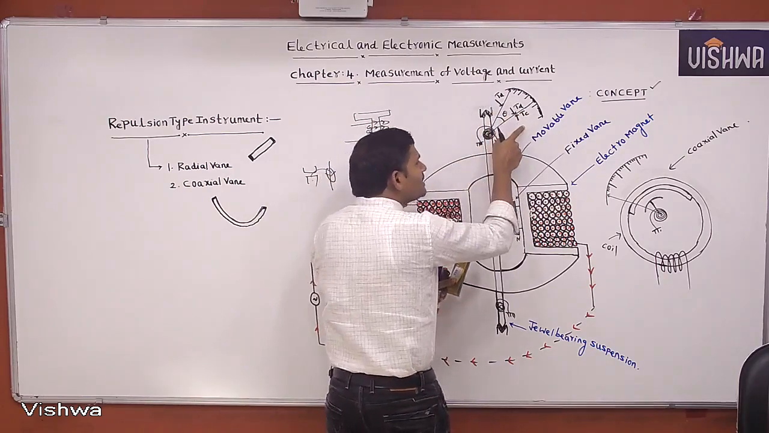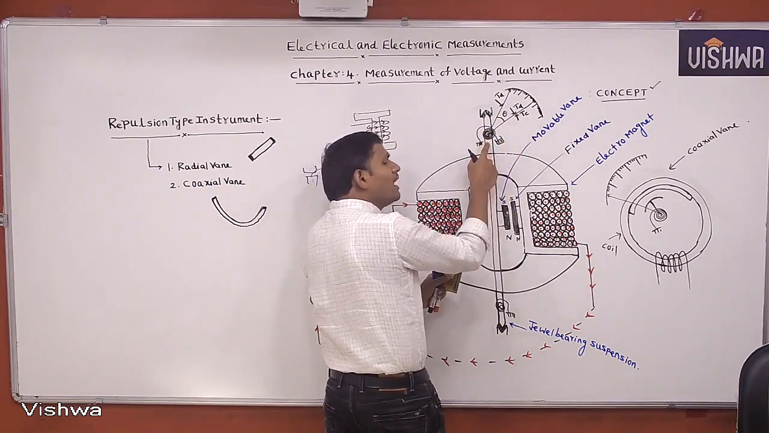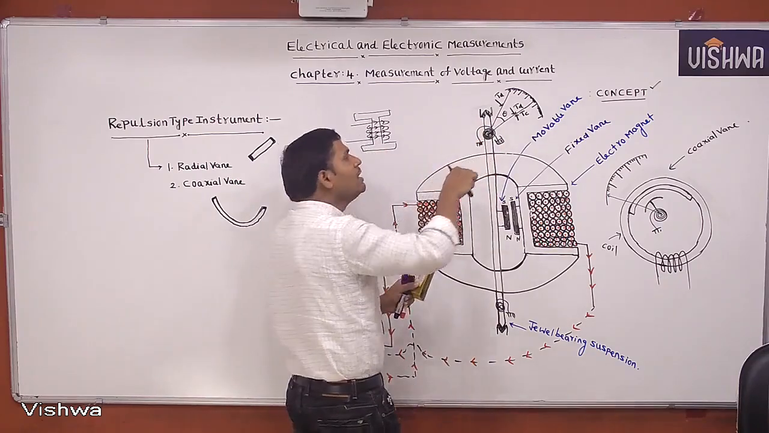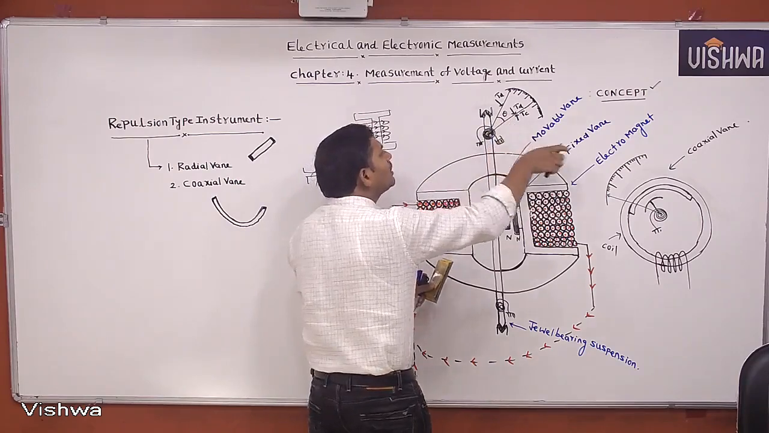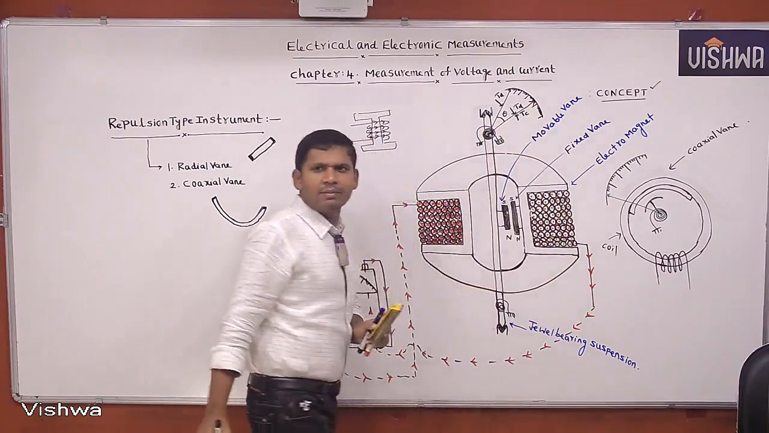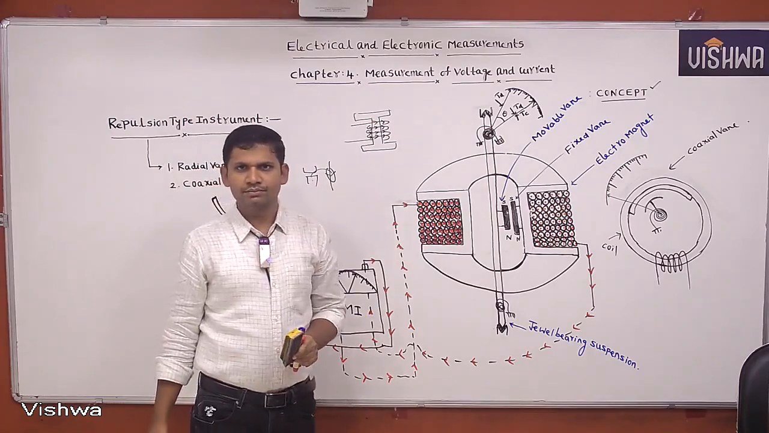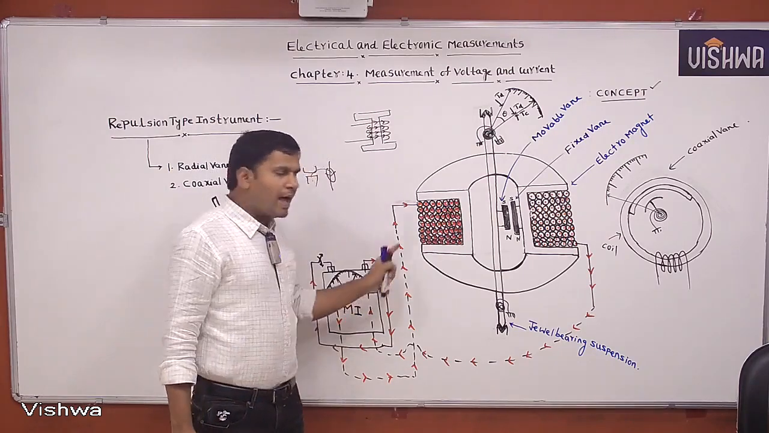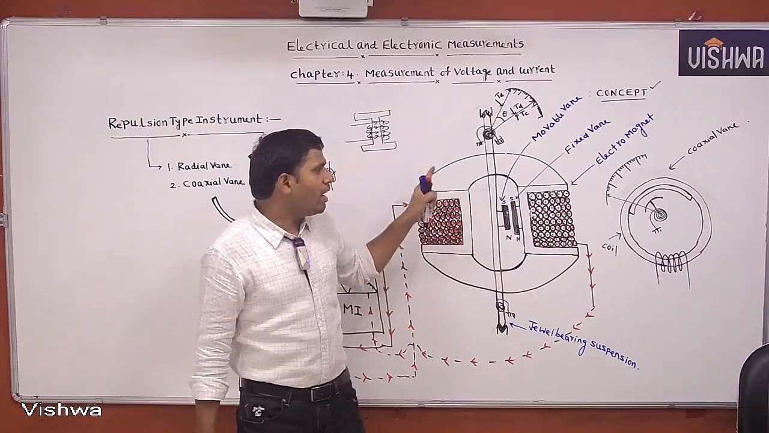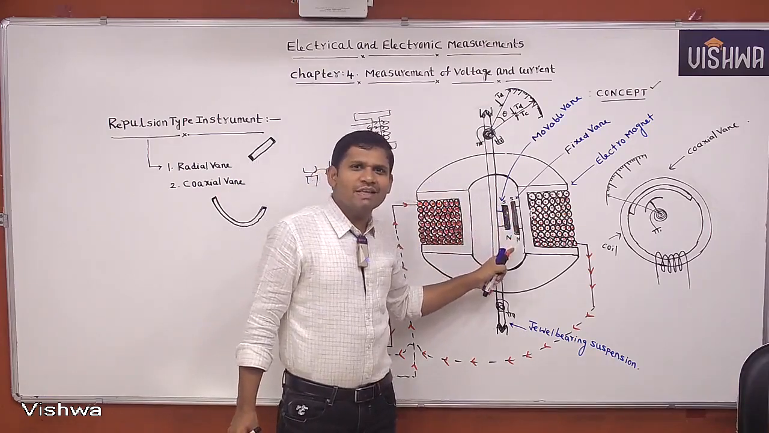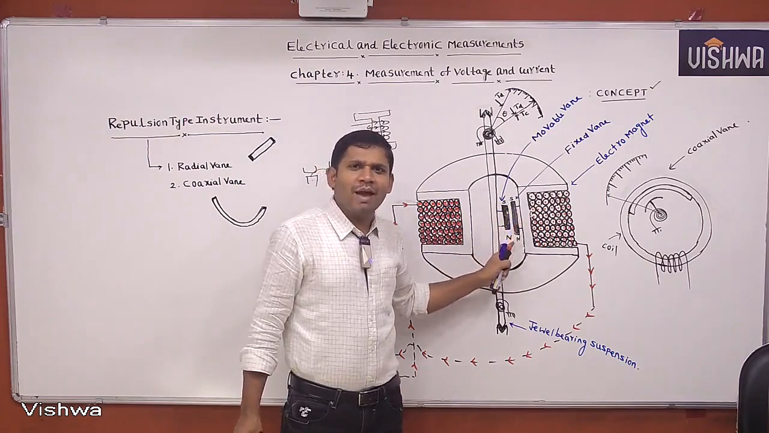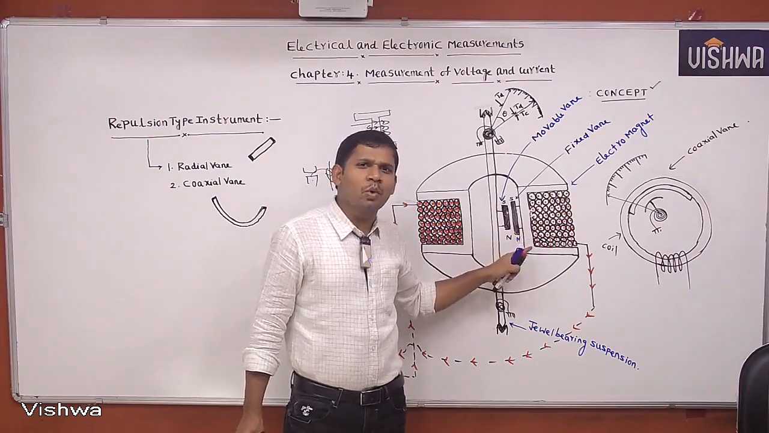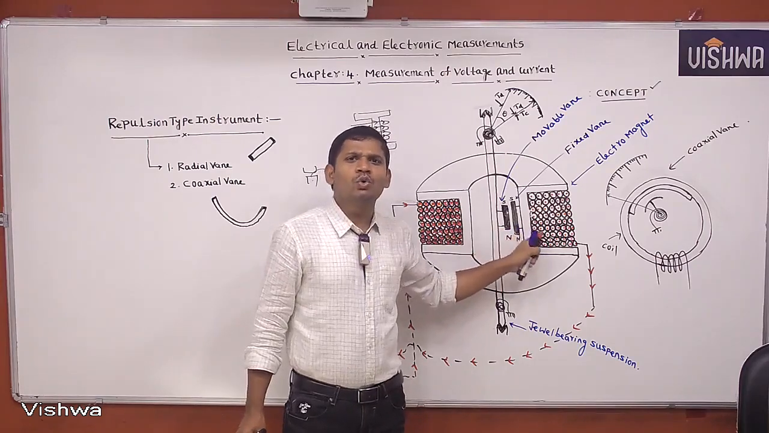Whenever the pointer is moving on the scale, because of the elasticity property of the spring, the spring is wound in the opposite direction. Then when deflecting torque equals controlling torque, the pointer comes to the steady state, and the meter shows the required reading. Understood? The concept is very simple. Whenever supply is switched on, the electromagnet will be magnetized. Because the two iron pieces are placed in the same magnetic field, they are magnetized with the same poles, and a repulsive force exists between the two iron pieces.